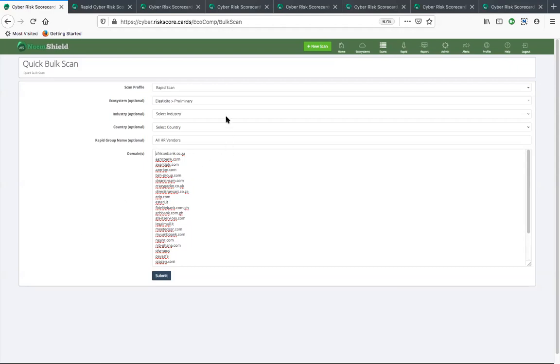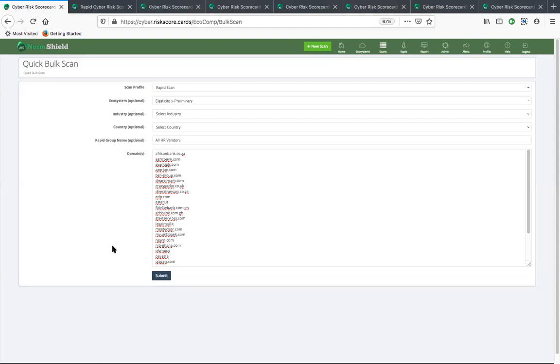I have the option to select which ecosystem I'm going to put these in. What is an ecosystem? It's where we group our vendors together. It could be critical, it could be by location, it could be by vertical. Up to you how you want to choose that. We can also do some classification on those vendors if we wanted to. We could select the country, and we could give them a group name over and above the actual ecosystem that we put them into. What I'd do is I'd submit this, and come back in probably 30 minutes to an hour.